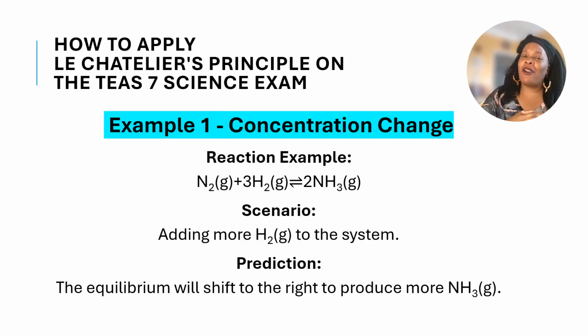So here's a scenario. Let's say that you added more hydrogen to the system. What do you think is going to happen? Well, remember what we discussed before. The equilibrium will shift to the right to produce more ammonia gas. Remember, the side that you add more of is going to shift to the opposite side. Just FYI, so you can remember that.